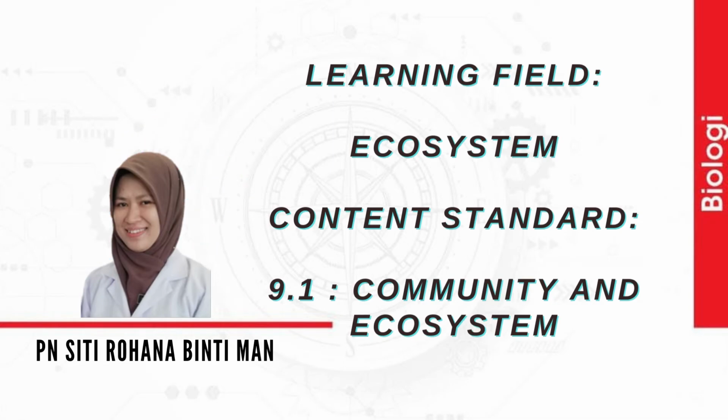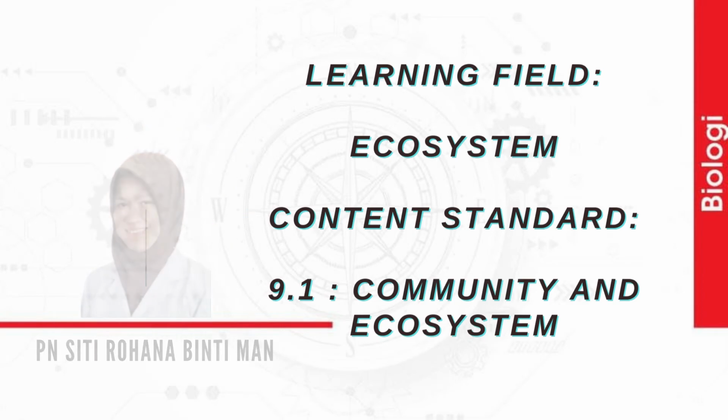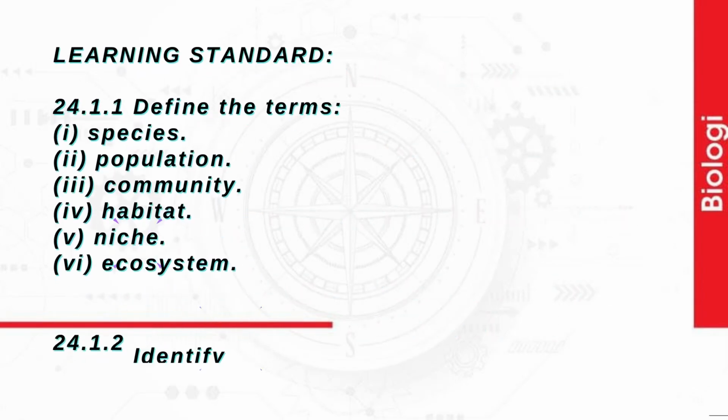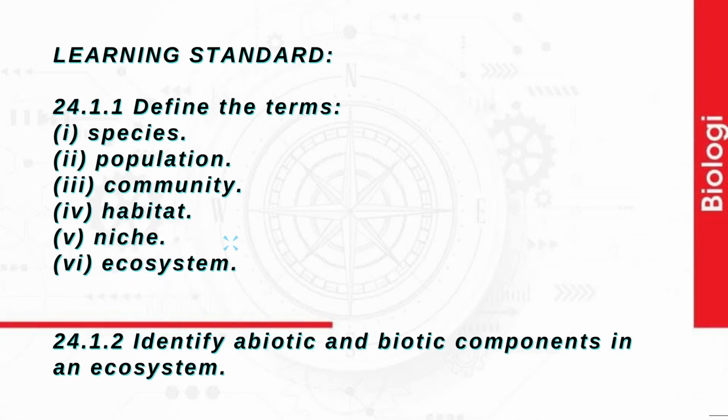Today, we are going to learn ecosystem. And the content standard for this learning field is about community and ecosystem. At the end of this lesson, you will be able to define the terms: the first one, species. Next, population, community, habitat, niche, and ecosystem. You will also be able to identify abiotic and biotic components in an ecosystem.